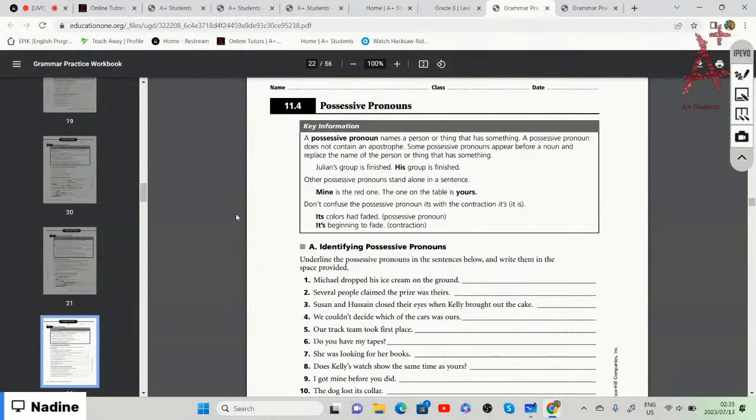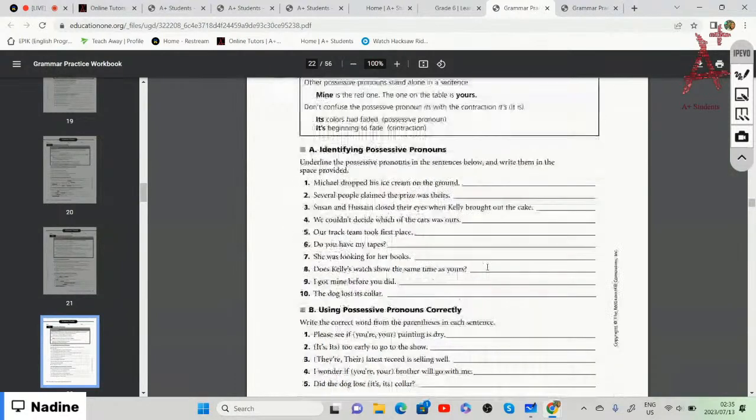So now we're going to do the activity on identifying possessive pronouns. We are going to underline the possessive pronouns within the sentences below. We don't have to, but we can write them in the space provided. At the moment, I'm just going to underline the possessive pronoun within the sentence. Michael dropped his ice cream on the ground.